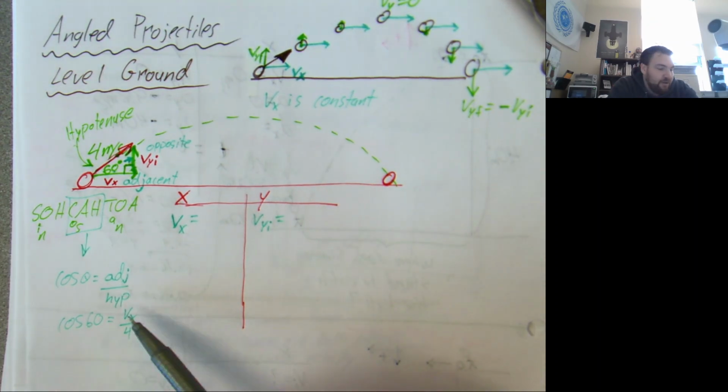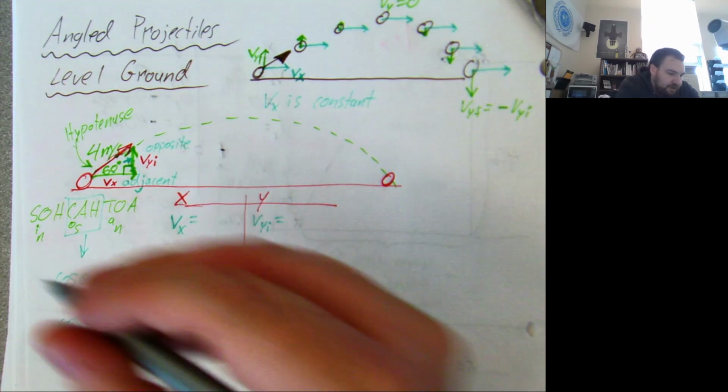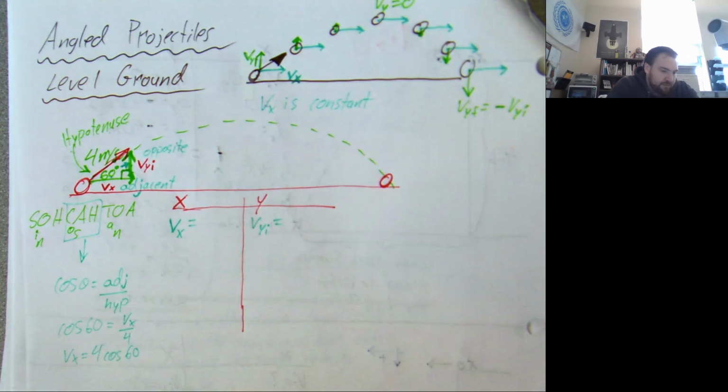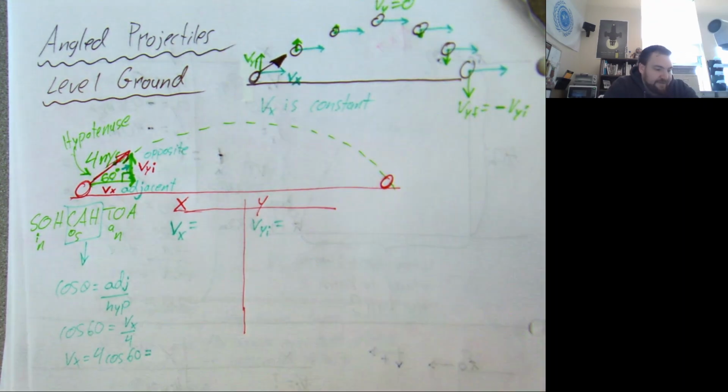Vx is going to equal, I want to multiply the 4 up. Vx is going to equal 4 cos 60. What is that value? Alexis is already going for it.